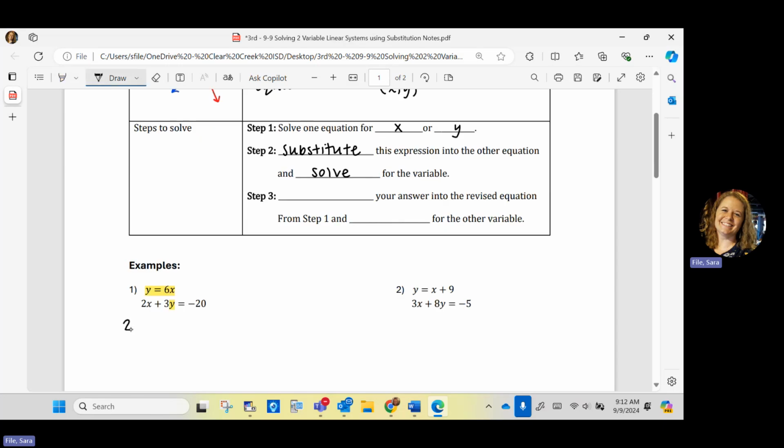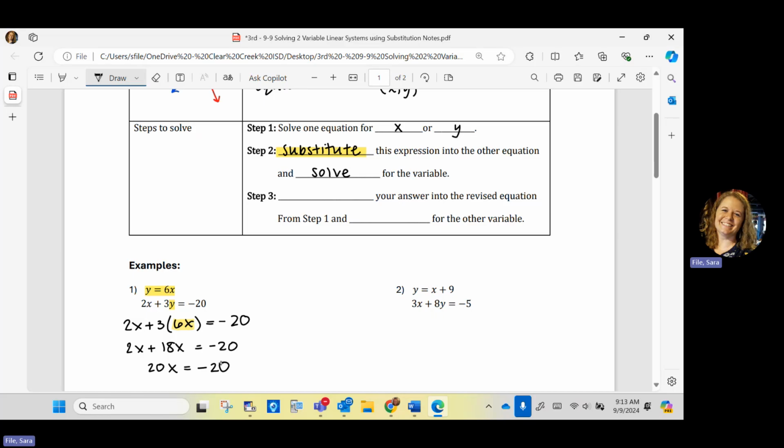Instead of y, I'm replacing it with 6x. Okay, so I made that substitution. Now, part of this step is to solve for the variable that's left. What's the only variable left here? x. So I'm going to solve for x. I've got to simplify first. The 3 times 6x is 18x. Combine like terms, I've got 20x.